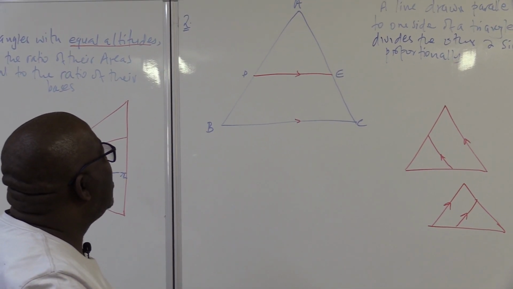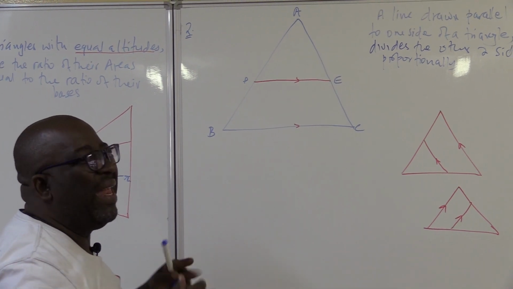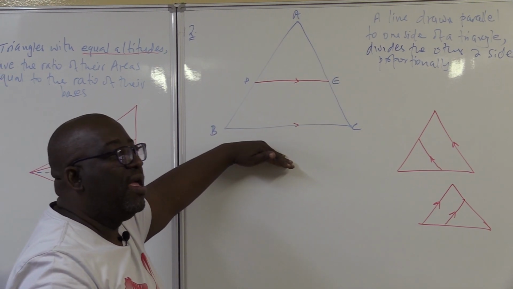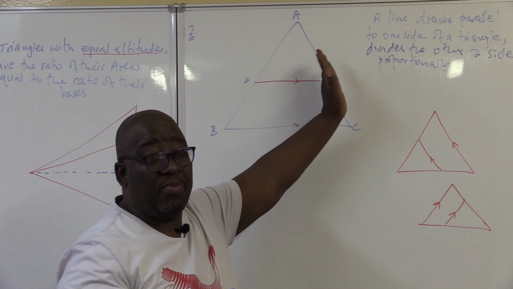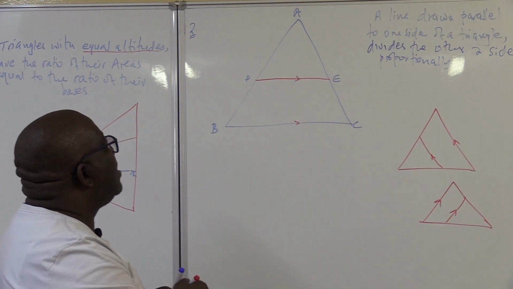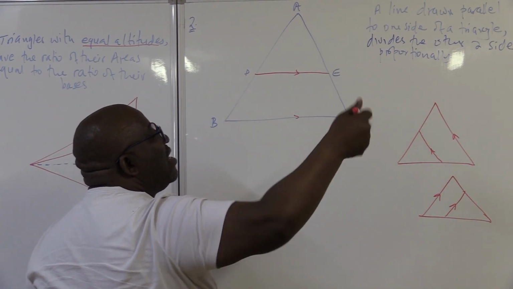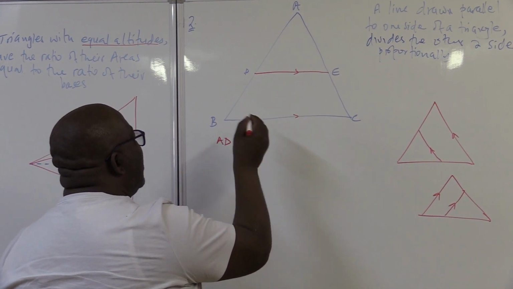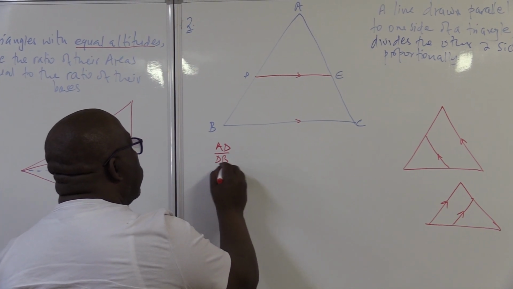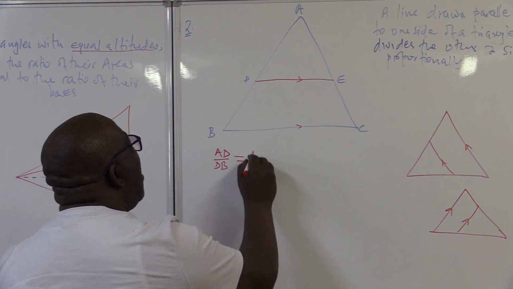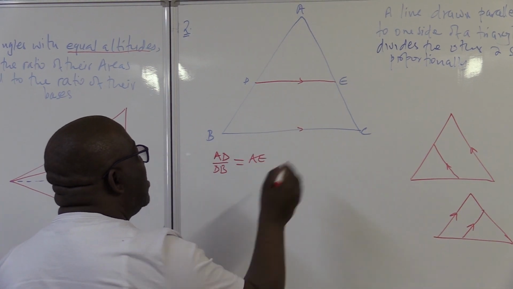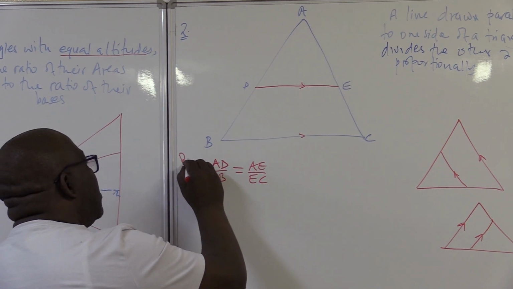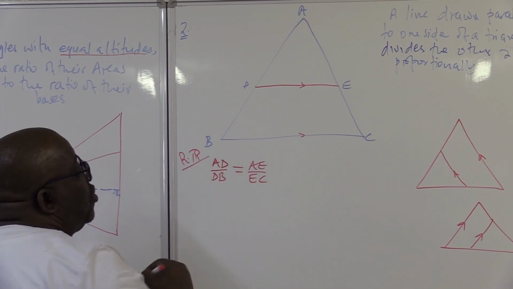A line drawn parallel to one side of a triangle divides the other 2 sides proportionally. What does that mean? When you've got a line drawn parallel to one side of a triangle, it divides these other 2 sides in the same proportion. Let's write that down. What does dividing in the same proportion mean? It means AD over DB is equal to AE over EC. This is what it means, and we must be able to prove this, whether it is true or not.